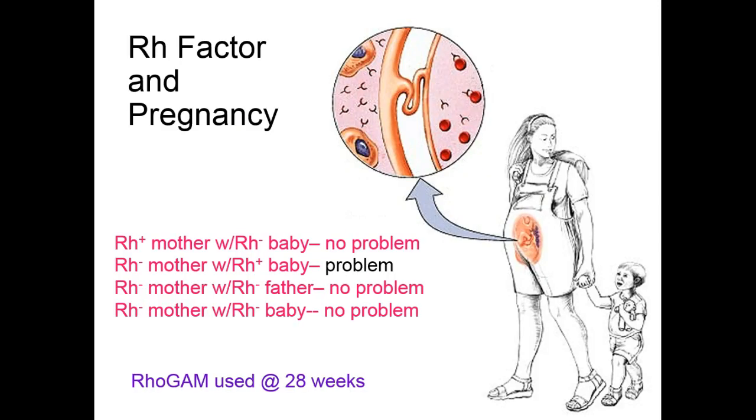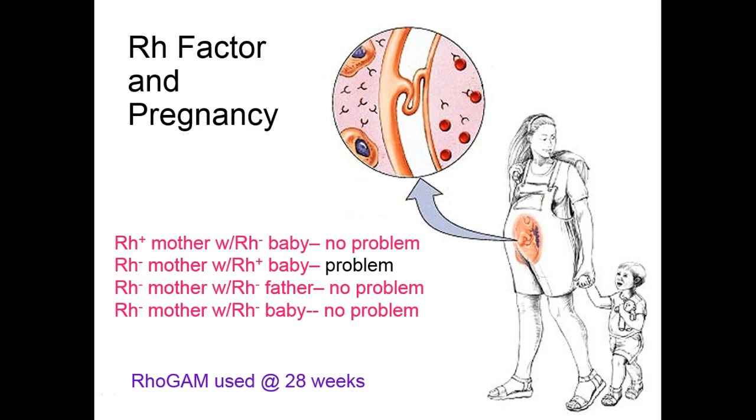And then just to summarize, RH positive mother with an RH negative baby, no problem, because the baby doesn't make antibodies, so it's not going to go the other direction. RH negative mother with an RH positive baby, particularly the second one, there's a problem. There is a solution, and that's RhoGAM, used at about 28 weeks. And frankly, anymore, pretty much they'll use RhoGAM.